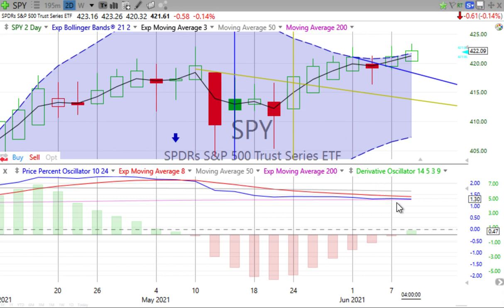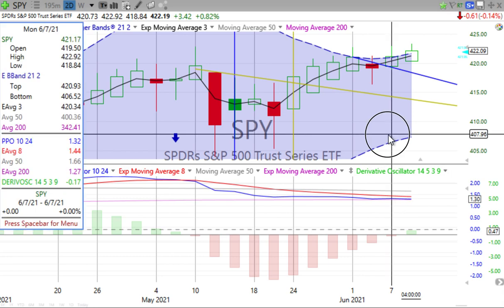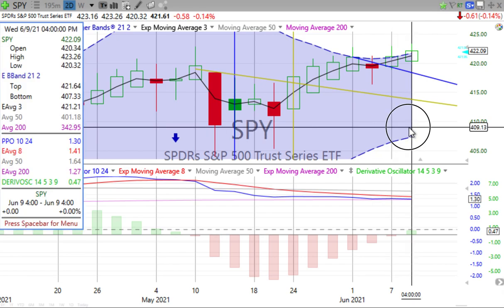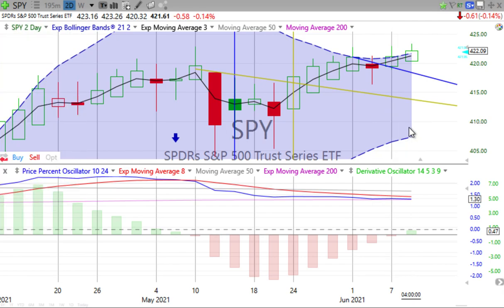On the 2-day, still not enough energy for things to cross over going up. We can see the prior green candle that was a Friday, Monday candle. This is the Tuesday, Wednesday 2-day candle that's just finished drawing. But again, we've got nothing supporting this as far as our price percent oscillator goes. Derivative oscillator has gone positive a little bit.